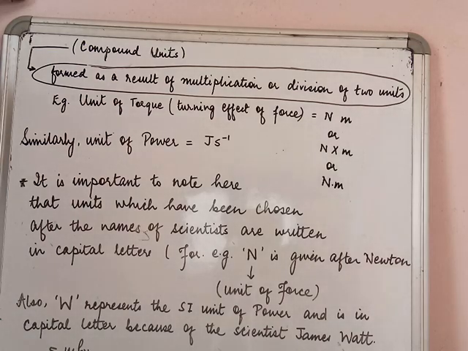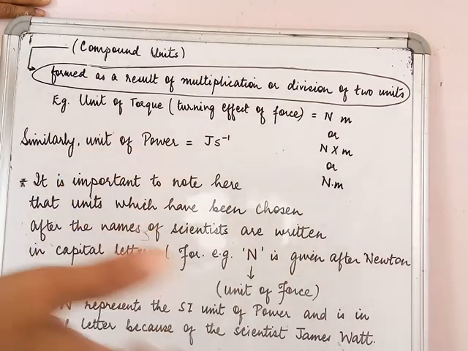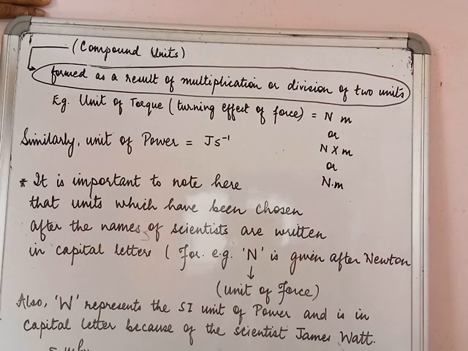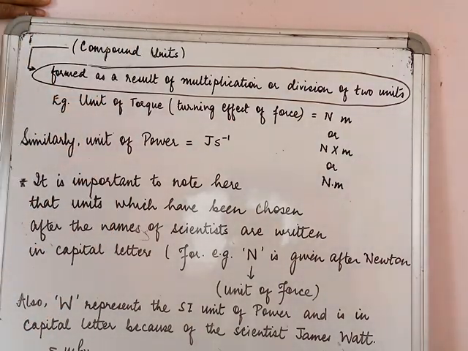The difference here is that derived units were a combination of fundamental units only. If we have, for example, the unit of speed, which is meters per second, that is a derived unit because it has been taken from meters and from seconds, both of which are fundamental units.